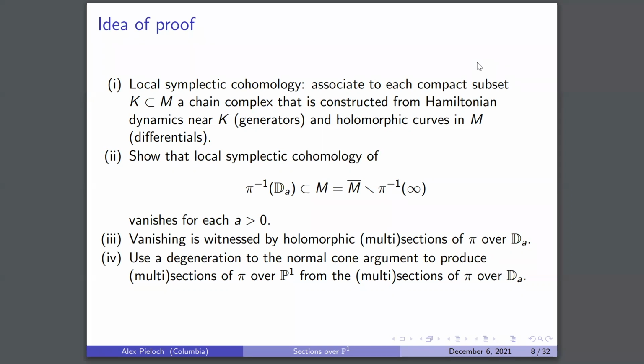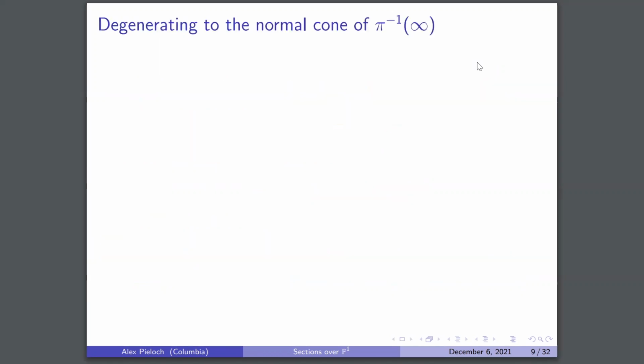Okay, so for better or for worse, I'm going in the opposite direction. So I'm going to start with the fact that we can construct these multi-sections over the finite radius disk. And then I'm going to tell you how to degenerate those into your actual desired multi-sections over P1. So once we understand that sort of geometric construction, then I will move on to talking about this local symplectic homology and actually how we construct these disks. Okay, so let's start with the geometry.